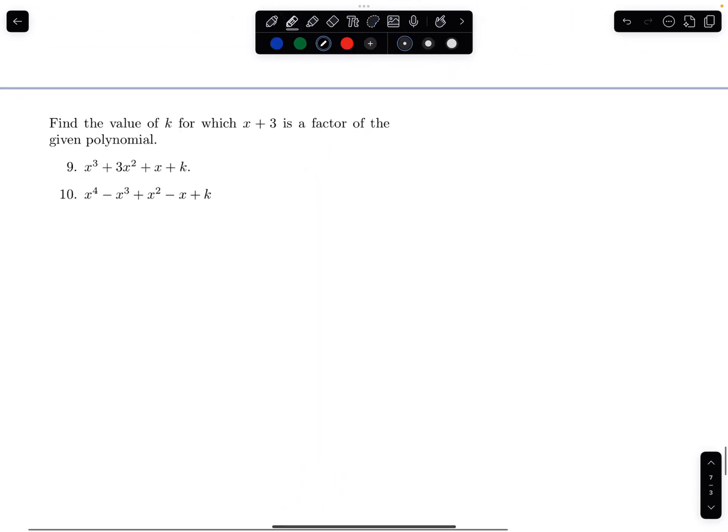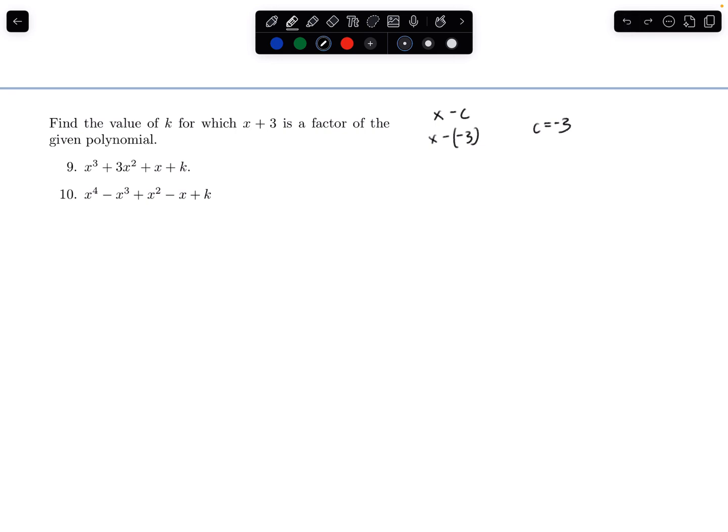So let's find the value of k for which x plus 3 is a factor. Okay. So x plus 3. I'm looking at x minus c, right? In x plus 3, that means this is x minus negative 3. So your c is negative 3 here, right? So when you have a factor like x plus 3, c is negative 3.